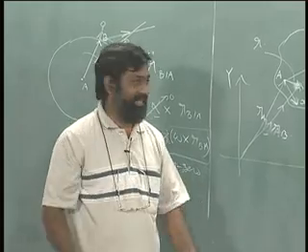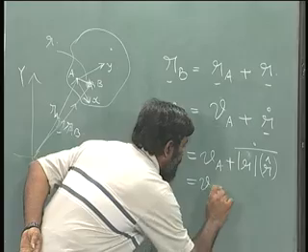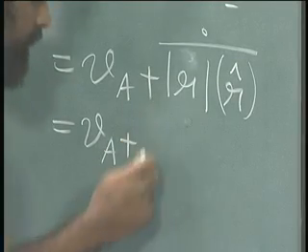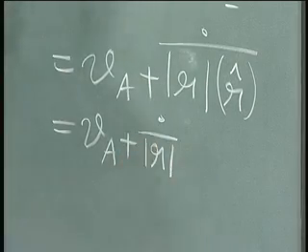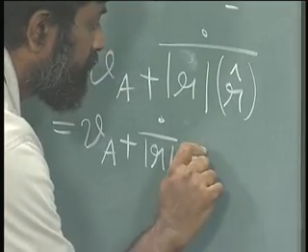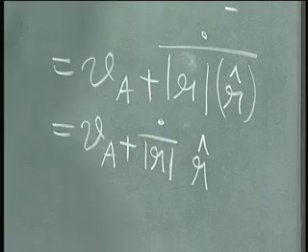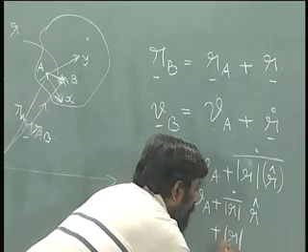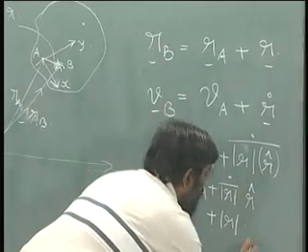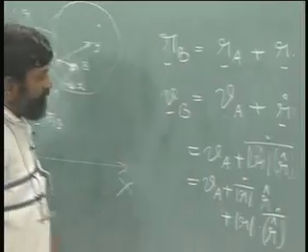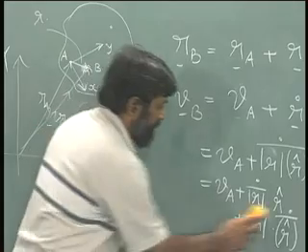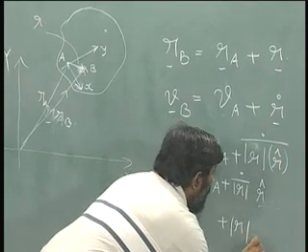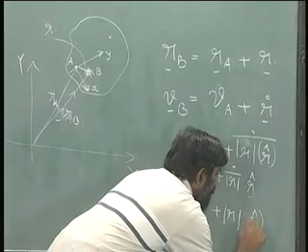It makes it easy for us to understand, which is nothing but V A, and if I differentiate by parts, it is the derivative of R magnitude, R dot, times R cap, plus the magnitude of R times R cap dot.